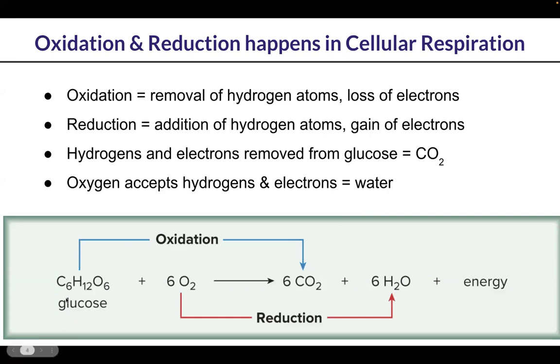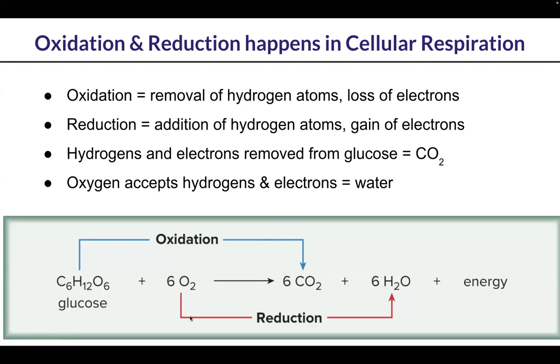Glucose is that monomer of saccharide, so glucose is our sugar. We're going to add oxygen, which is what we're breathing in. What's going to happen is we have an oxidation reaction where we remove hydrogen. You can see the hydrogen in C6H12O6; we remove that hydrogen and end up with carbon dioxide. In the process of removing hydrogen, we lost some electrons.